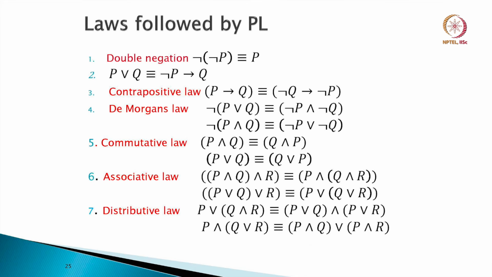Then you have the distributive law, where you use both AND and OR. So P and Q or R will be P and Q or P and R. And similarly, P or Q and R will be P or Q and P or R. So this is the distributive law. You will be using all these laws when you are trying to simplify sentences and bring them into a certain form to carry out inference.